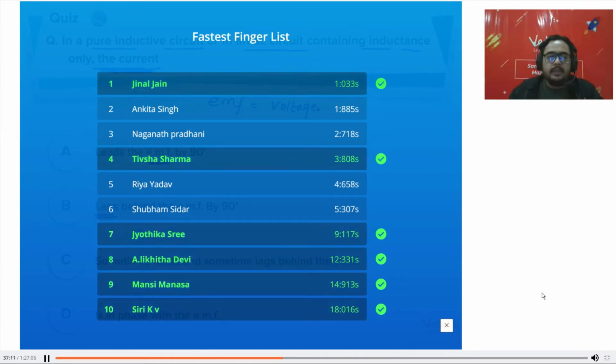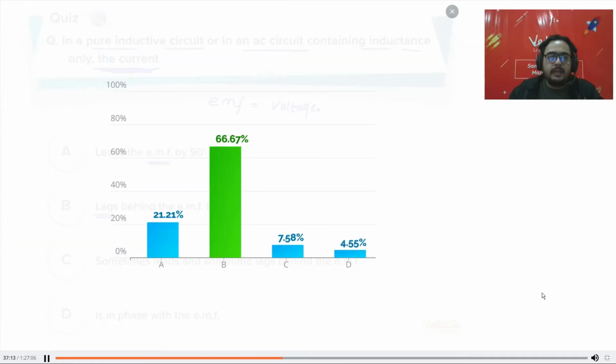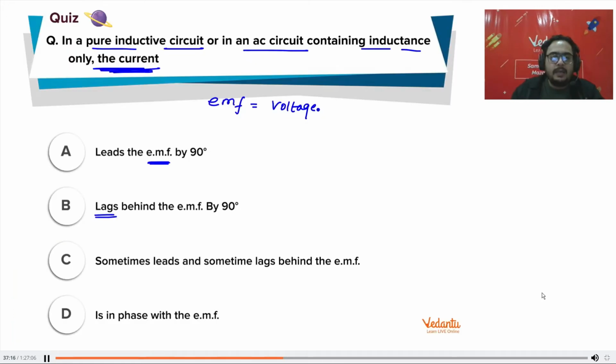So Kishan, Sherdil, Keshav, Mansi, Aditya, Akash, Mohit, and Astha are correct. 66% only did it. So current lags behind the EMF by 90 degree. Basically, voltage is ahead of the current by 90 degree. Any doubts in this?